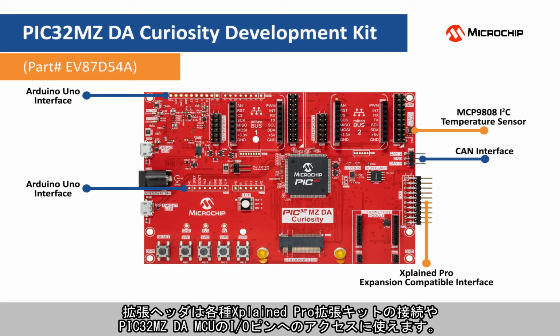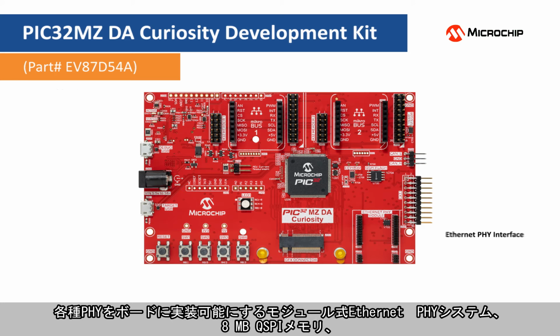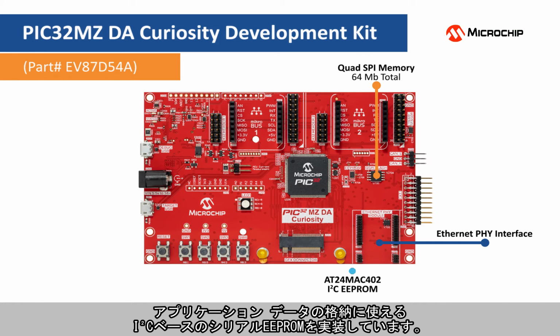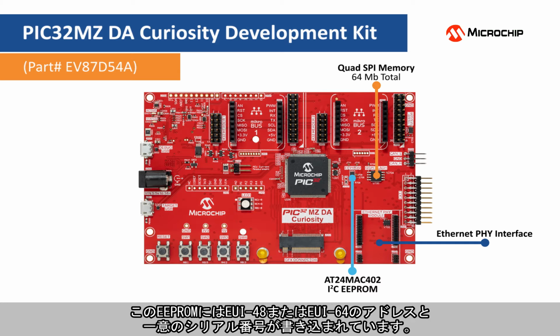The extension headers are useful to connect a variety of Xplained Pro extension kits or access the I/O pins of the PIC32MZ DA microcontroller. There's a modular Ethernet PHY system that enables different PHYs to be plugged into the board. Onboard 8 MB QSPI memory, and an I2C-based serial EEPROM, which can be used to store the application data.